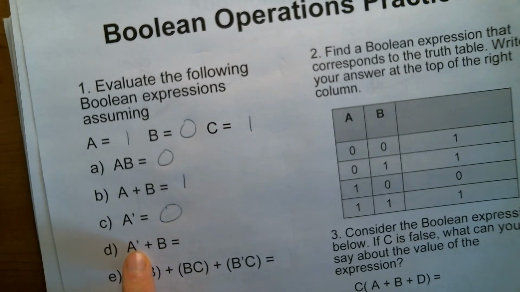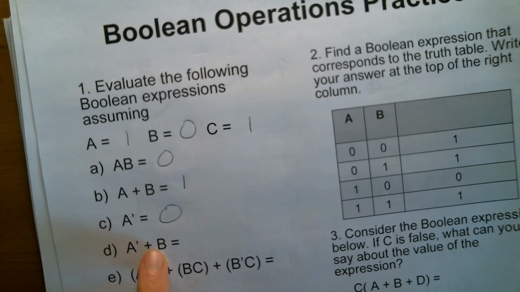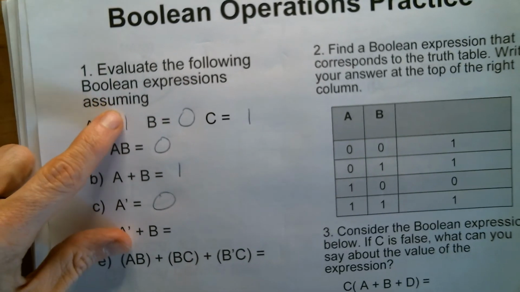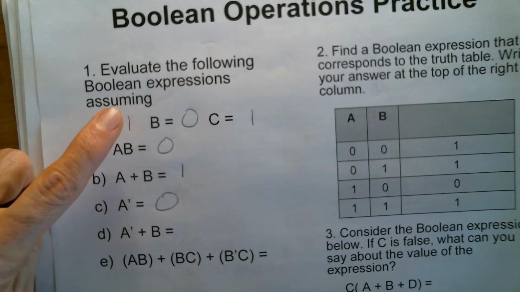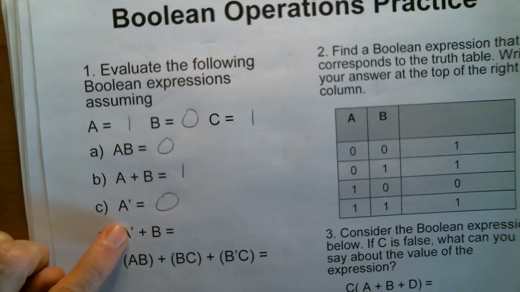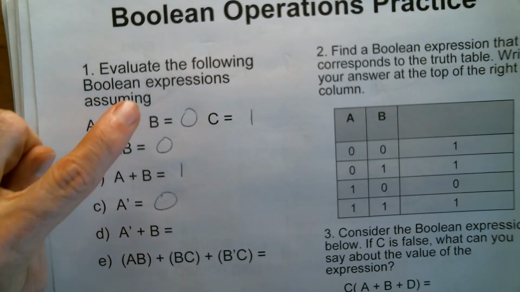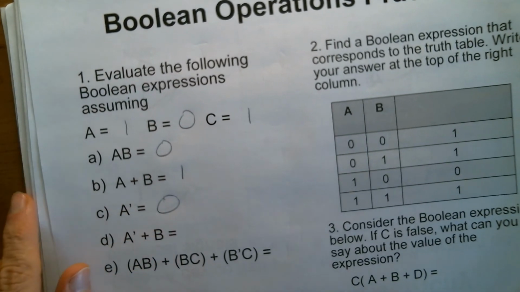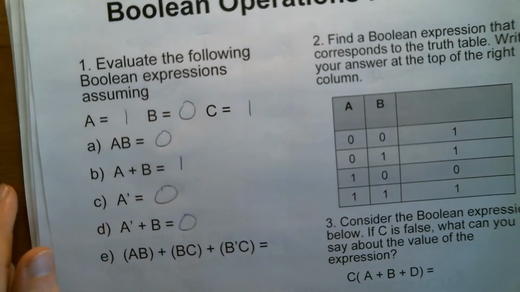This is not A or B. So let's go through this. Not A. This was a 1. We're doing not A. That turns it to a 0. Or B is a 0. So this is false or false, which is going to give us a false.